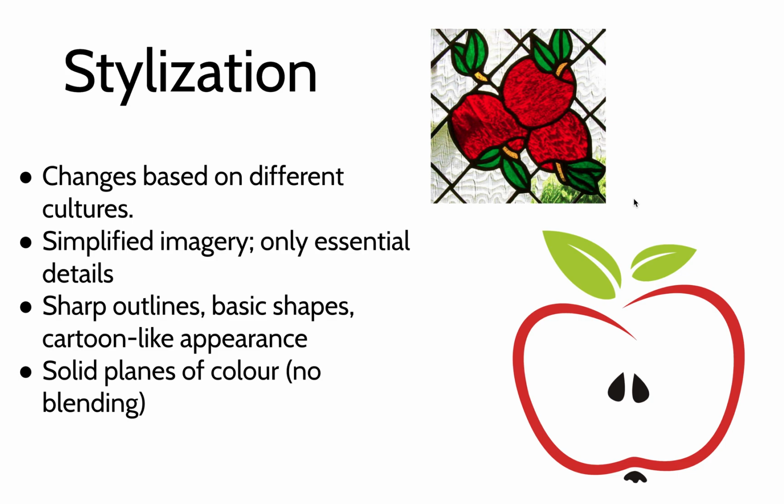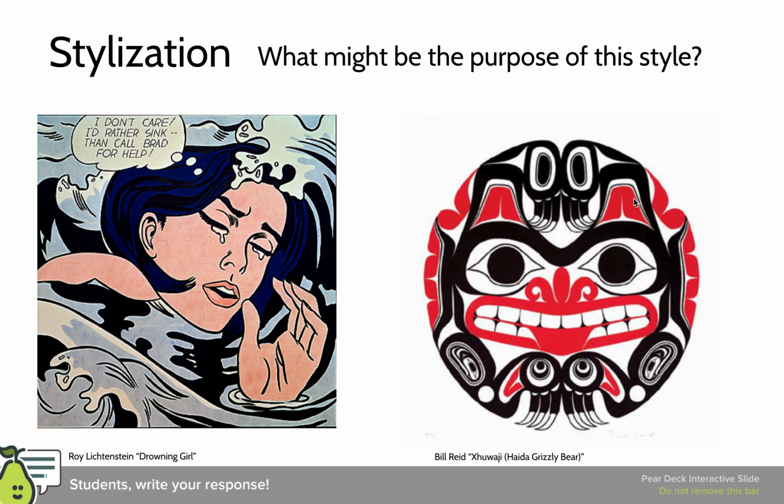And often, right, what we'll see across many cultures is that stylization utilizes sharp outlines, basic or simplified shapes. There's a cartoonish quality to them, right? And lots of use of flat color, right? There isn't a whole lot of blending in order to create that sense of roundness that we would have seen in realism. Okay, so we can take a look at Haida artist Bill Reid.